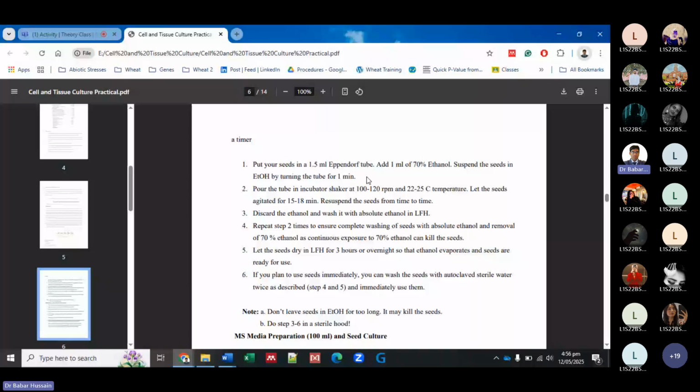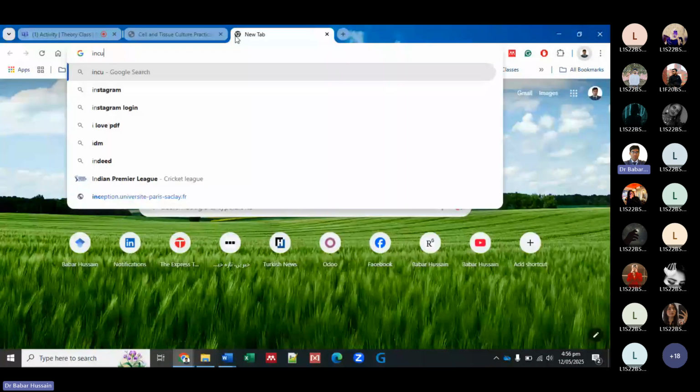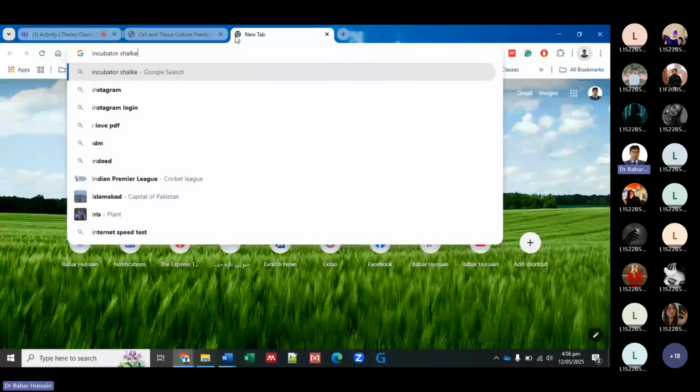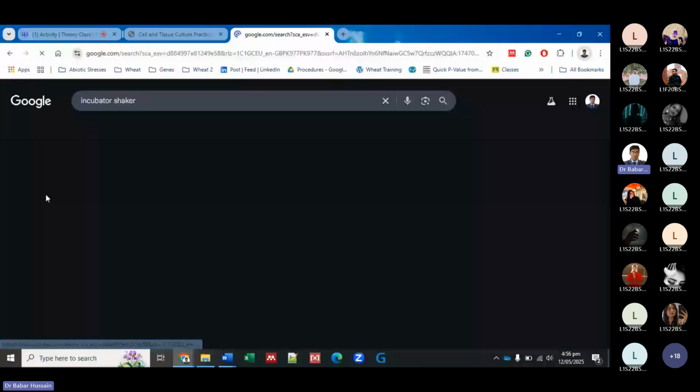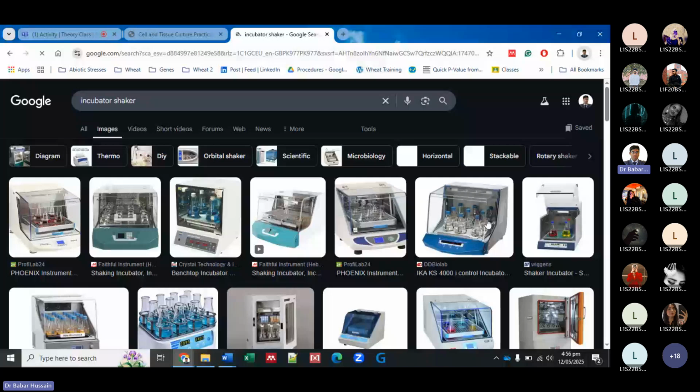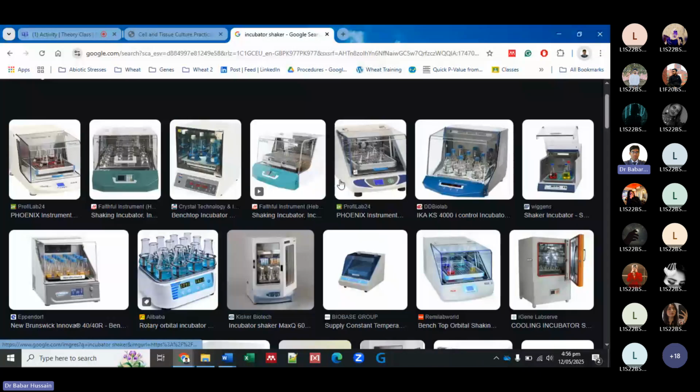Number two, there are incubator shakers. There are different types of incubator shakers. Because you are not in lab, I will show you on the internet. For example, this is one incubator shaker. They are usually available in labs, and they are closed. You can open them. You can set the temperature. You can set the RPM rotation.